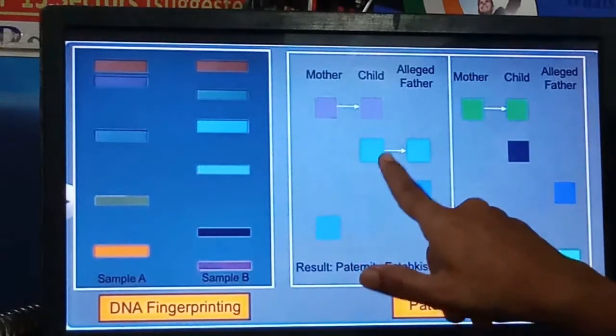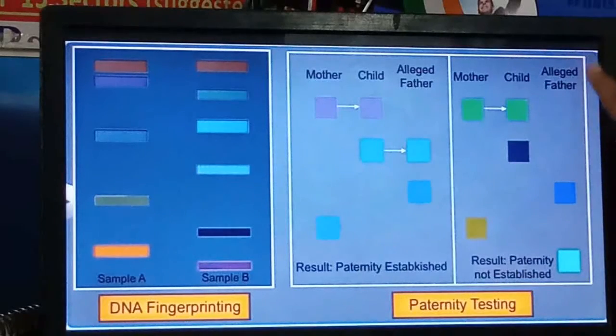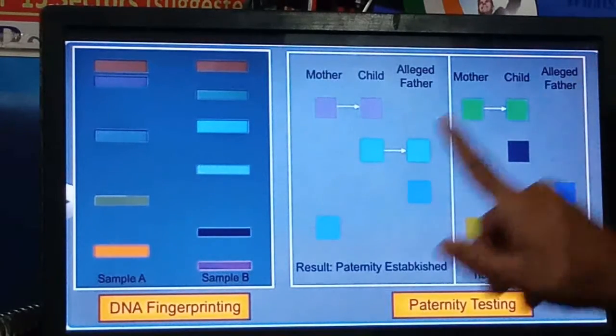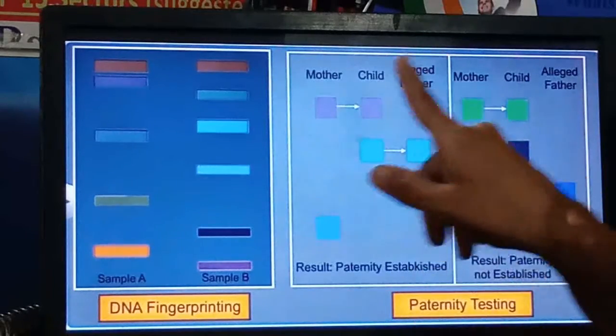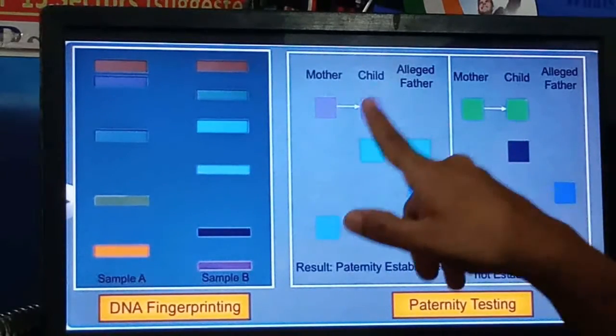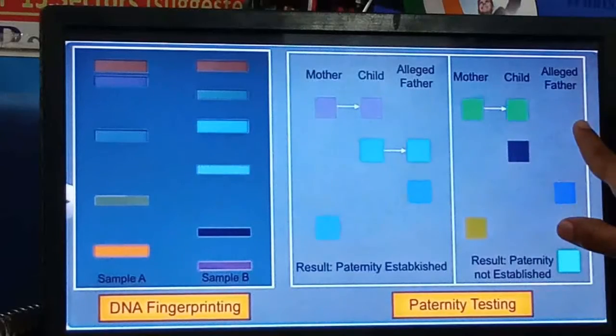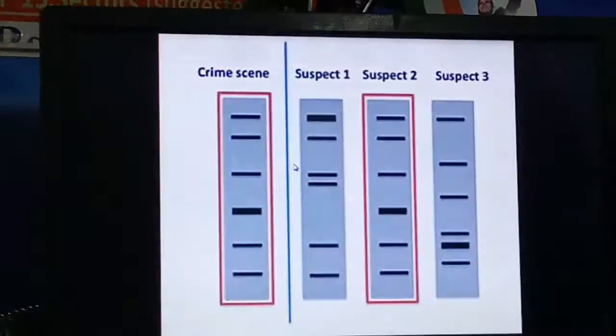This patch of the DNA is not matching with this father, right? So that's why we can clearly understand here that the biological father of this child is this one and not this one. So in this way, this is the first application of DNA fingerprinting.